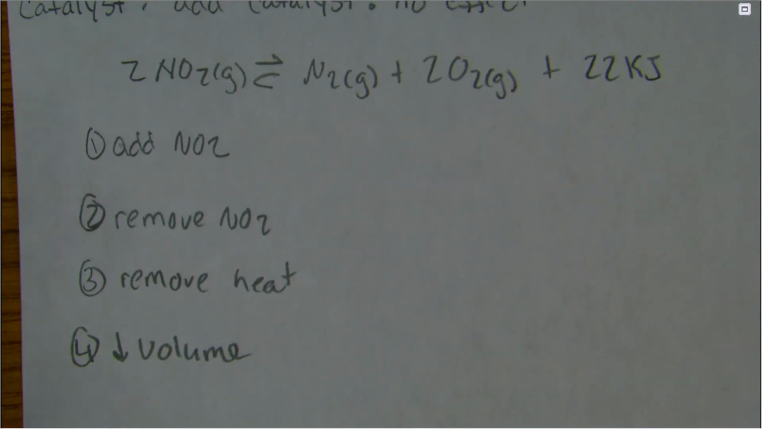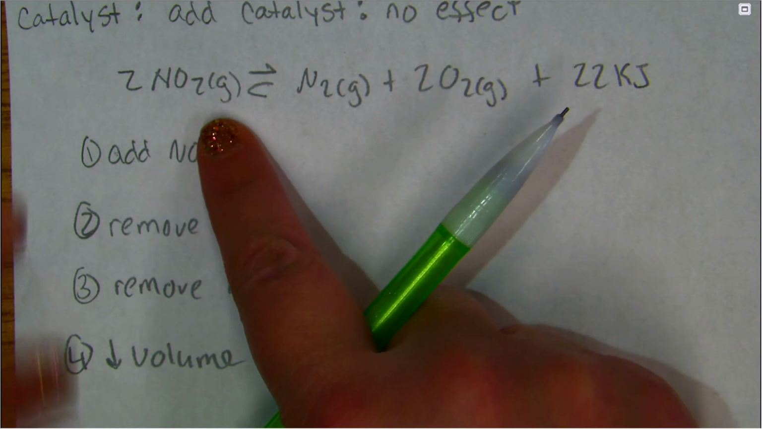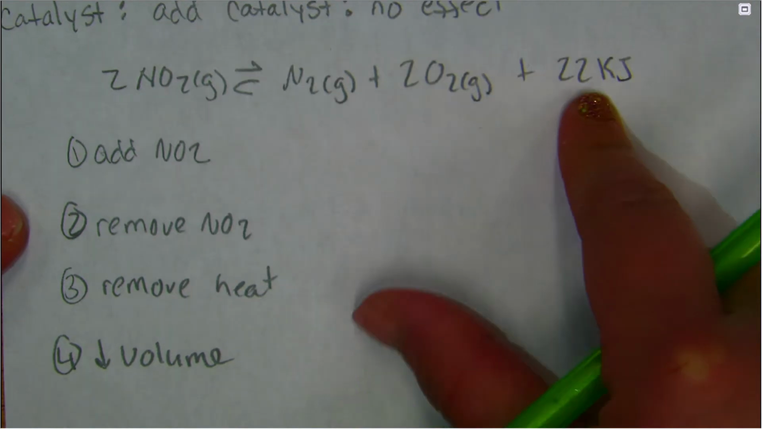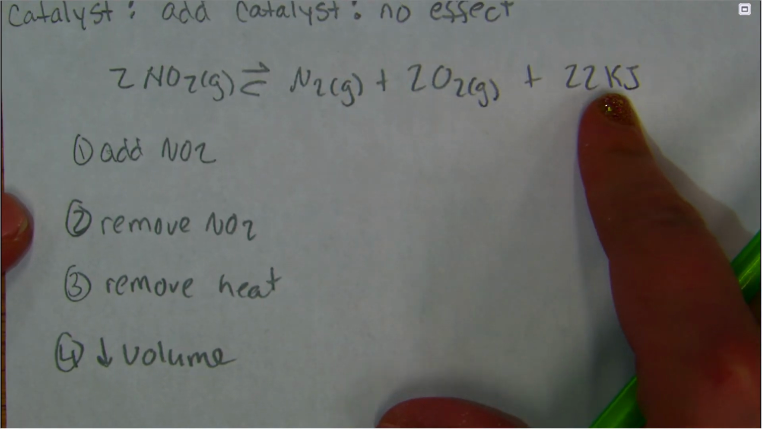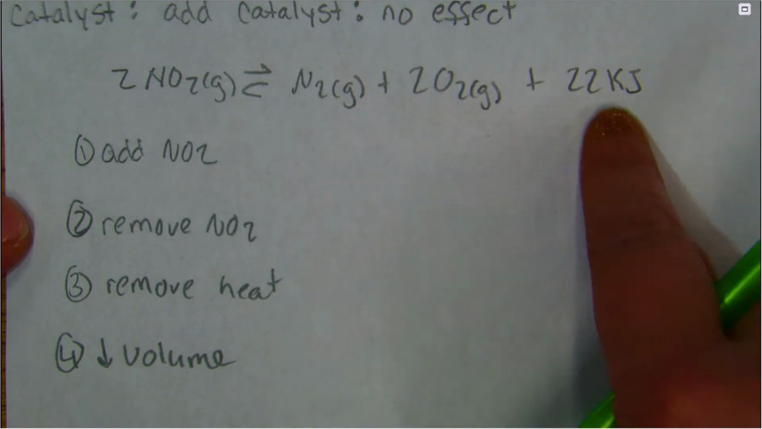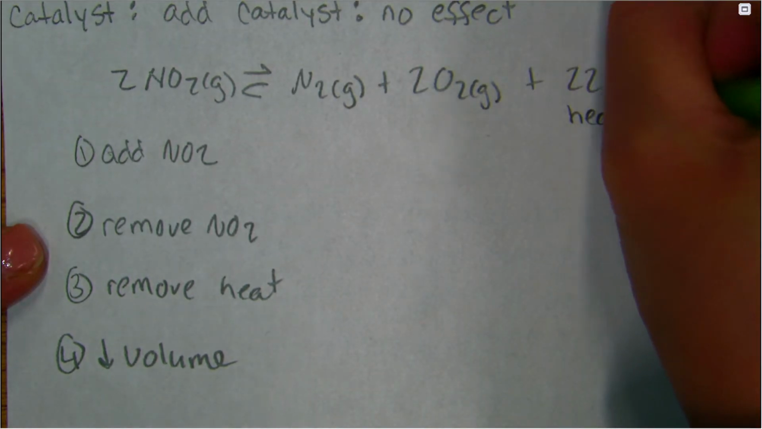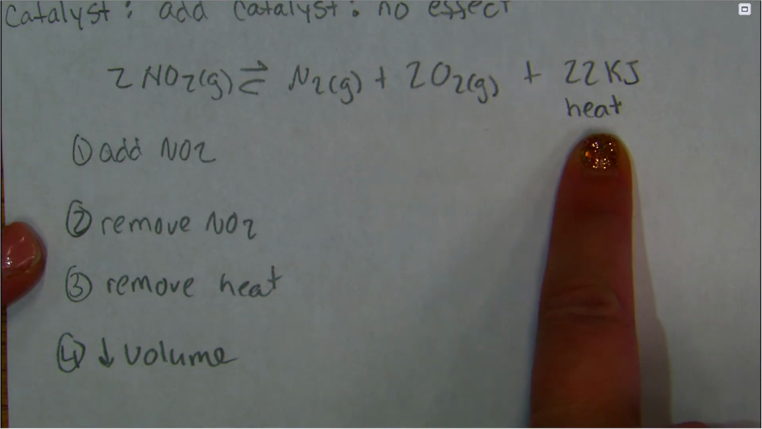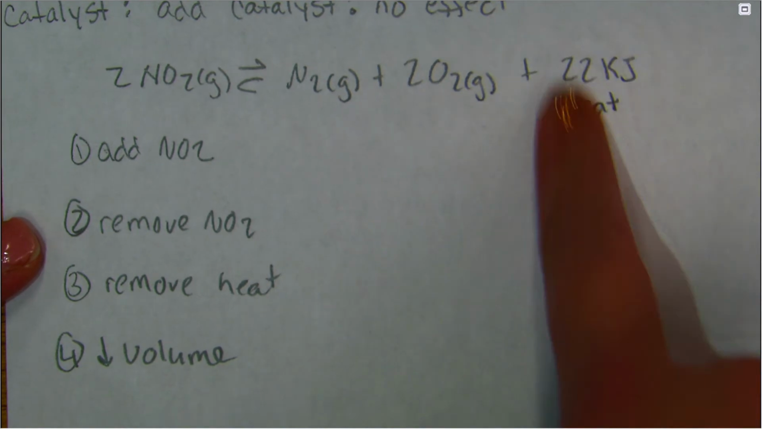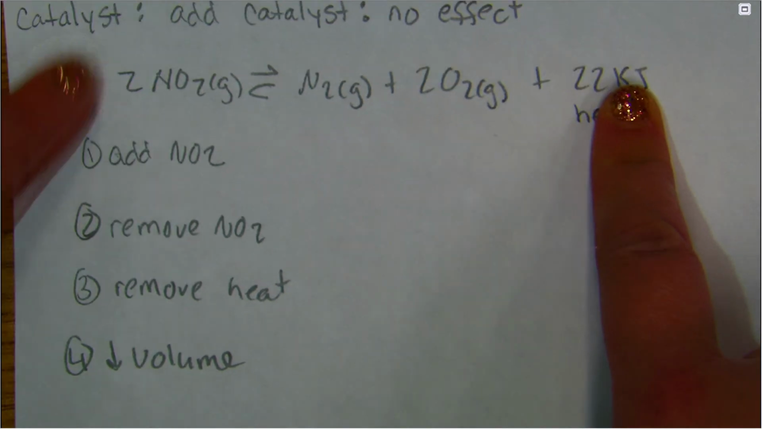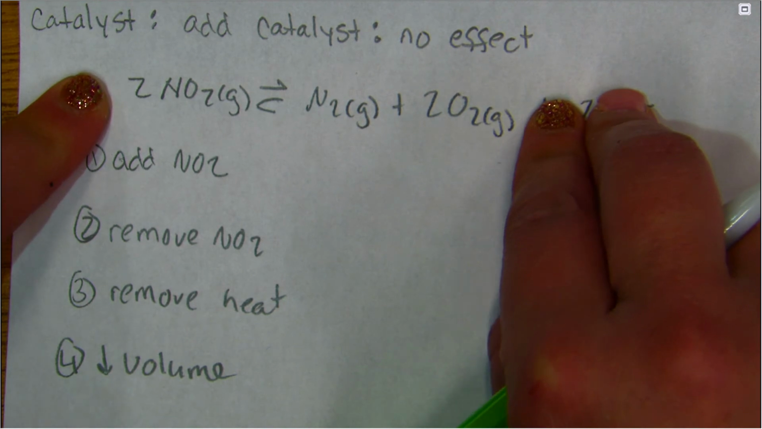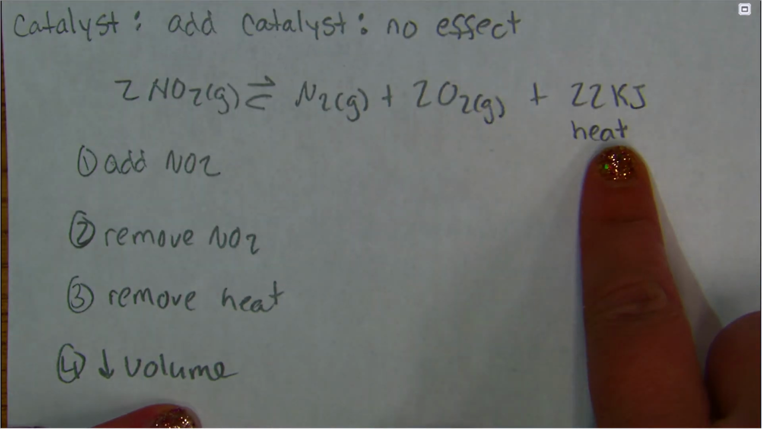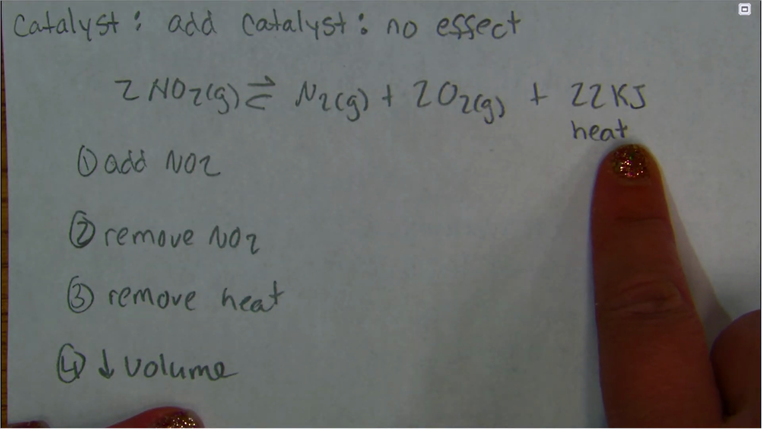Okay. So here's my equation: 2NO2 gas yields N2 gas plus 2O2 gas and 22 kilojoules. Kilojoules is how we measure heat. So this is the heat. So this is an exothermic reaction. Exothermic reactions produce heat, so that heat is on the product side. If heat had been a reactant, then it would have been an endothermic reaction. But since heat is a product, this is an exothermic reaction.